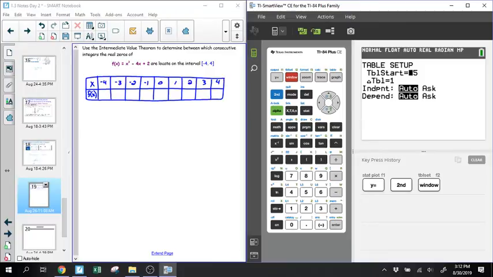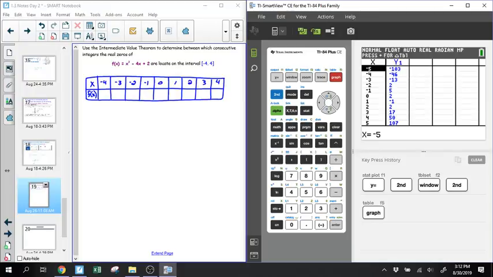What I care about is this next part, delta table. That's how far we're stepping. You want that to be 1. Okay, that means it's going to plug in every one number. And now let's go look at our table. Hit second again. Table is above graph, so hit second, graph. And you're going to get this nice, beautiful table, and you can arrow up and down, and all it's doing is plugging in those x values to the function we typed in y1.